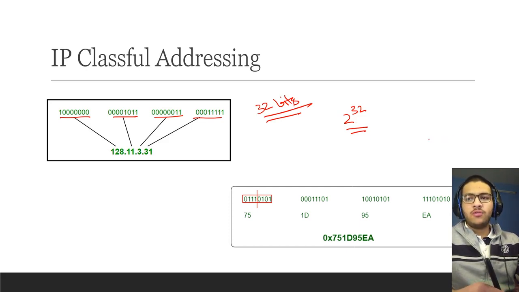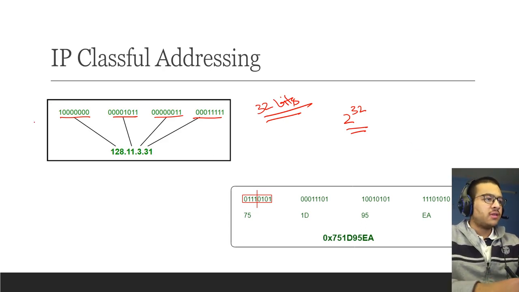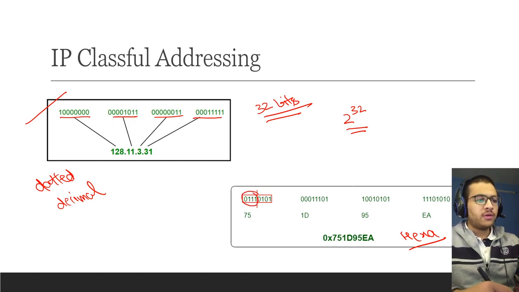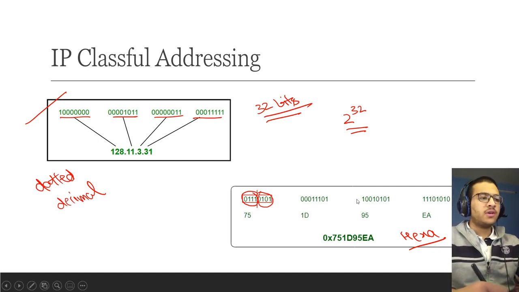Generally, there are two notations in which an IP address is written: dotted decimal form and hexadecimal notation. This one is the dotted decimal form, as you can see, and this is the hexadecimal form. For hexadecimal, I just divided it into groups of four and then converted it into the hexadecimal equivalent.